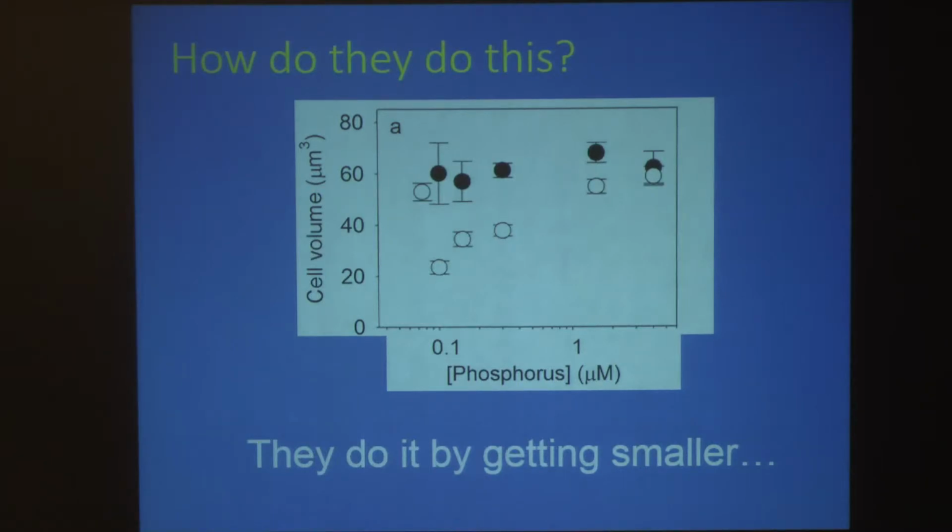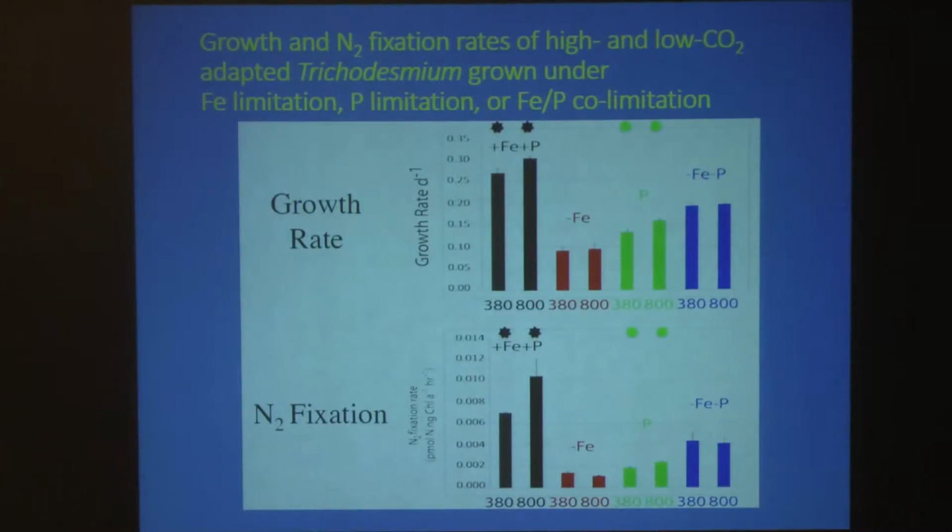So let's get back to the CO2. How does that interact with this? This is the growth and nitrogen fixation rates of those same cell lines I was talking about earlier, the high and low CO2 adapted Trichodesmium, which we then grew under iron limitation, phosphorus limitation, or co-limitation.